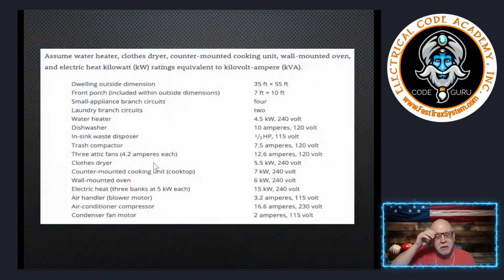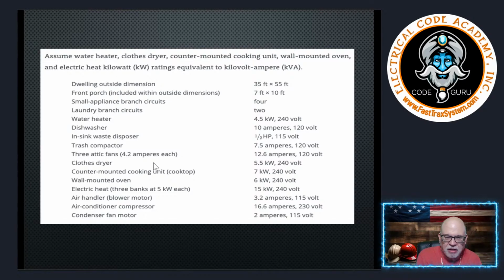All right. So in today's webinar, we are going to look at a house that has these things that we have collected. We have pulled these things together. We know the outside dimensions of the dwelling, which is 35 by 55 foot. So it looks to me like a rancher. We do know that there is a front porch that is 7 feet by 10 feet. Okay, so we know that that's not going to be included in our square footage, but we've got to see how we do that.